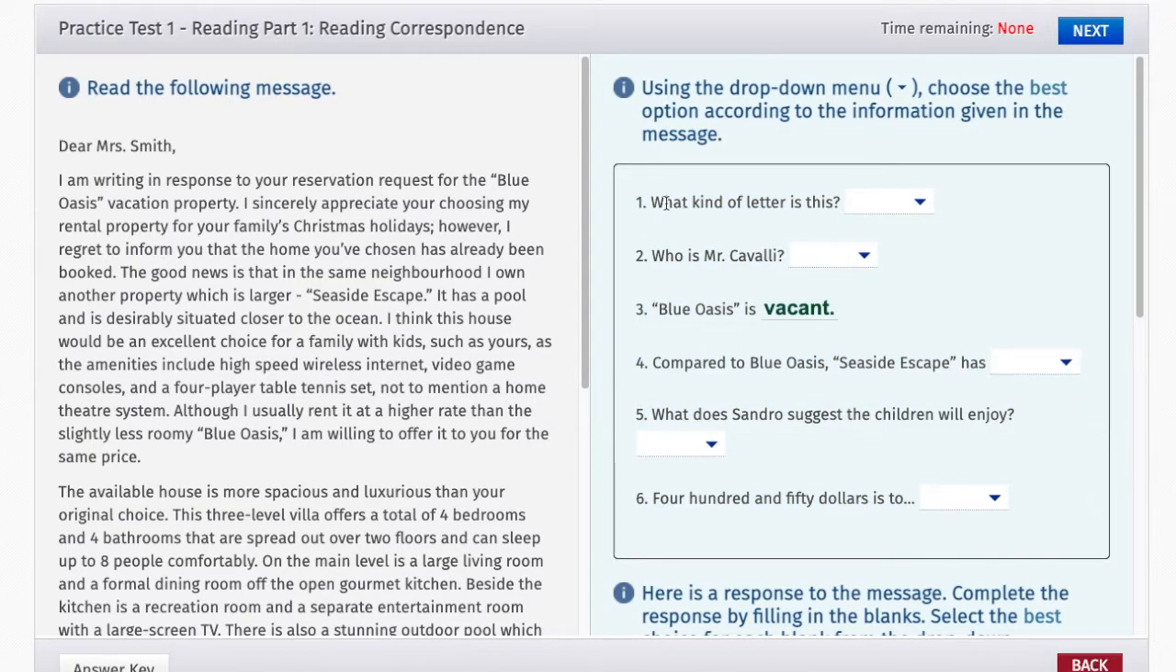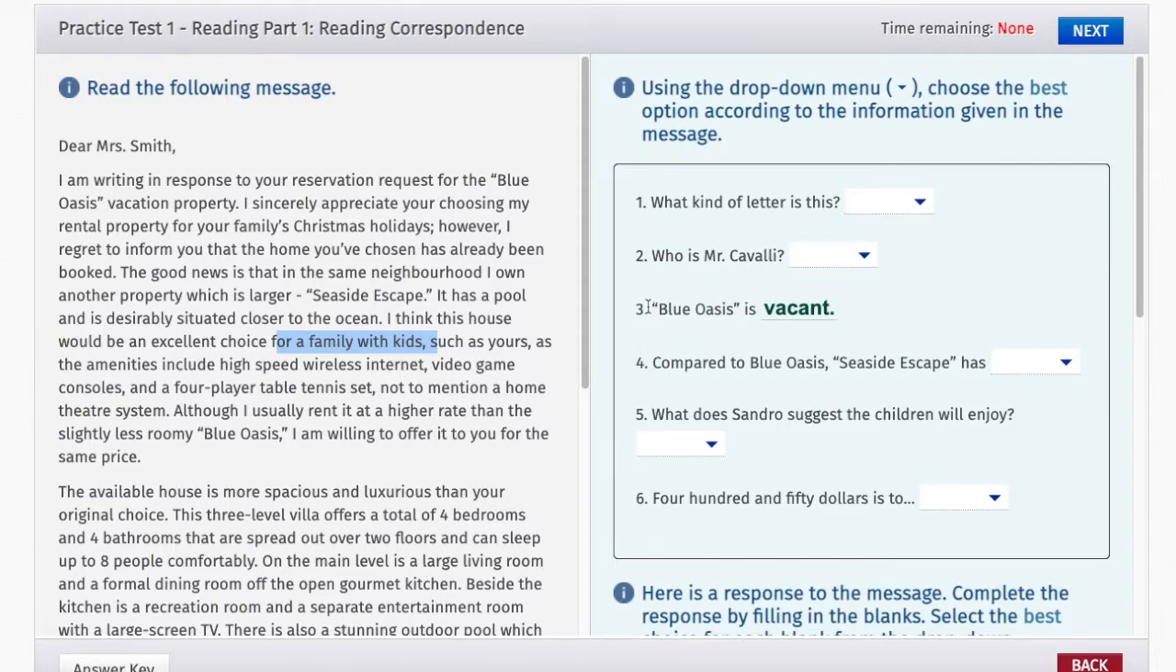So the key words are important. What kind of letter? Mr. Cavalli, the Blue Oasis, Seaside Escape, Children Will Enjoy, $450. Yes, those words can connect us better. For example, I see the Seaside Escape. I see here Seaside Escape. Children Will Enjoy. I see here Family with Kids.